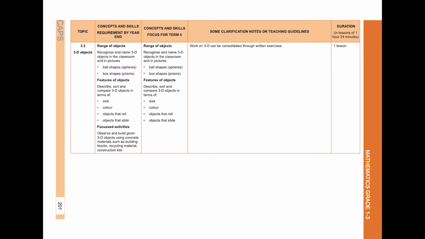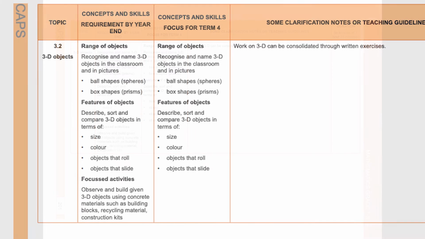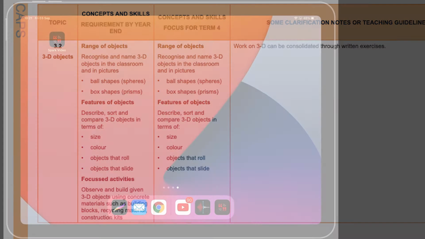For me, it's the easiest of the three apps to use and therefore the best suited to a foundation phase classroom. This section of the CAPS document is taken from Term 4 of Grade 1, and we can see here that students are required to identify a range of objects that are 3D objects in the classroom and in pictures. And this is what we're going to focus today's lesson on.